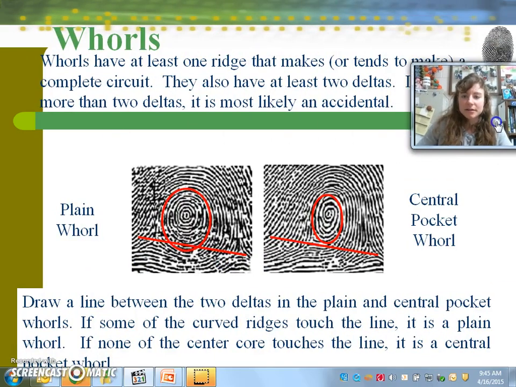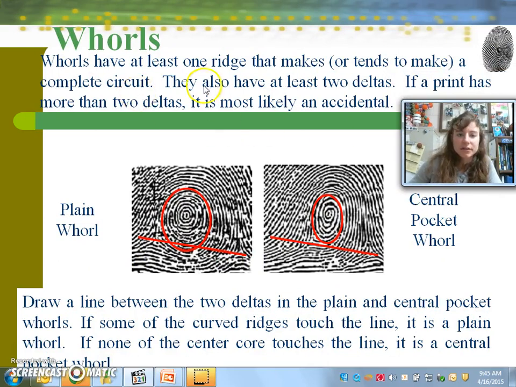Okay, and the last main distinction is the whorl. Whorls have at least one ridge that makes or tends to make a complete circuit. They also have at least two deltas. And if a print has more than two deltas, it's probably accidental. So uncommon though. Here's that plain whorl we were talking about. The line between the two deltas intersects some of the circular lines. That's a plain whorl, and that's a little more common.